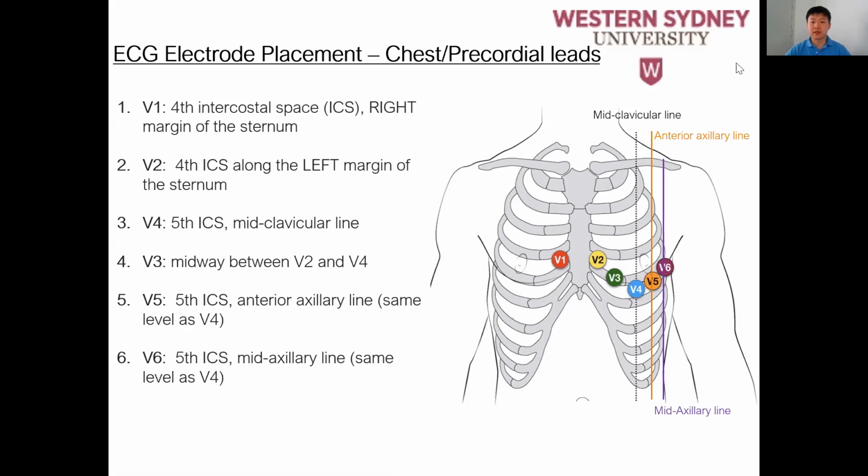V5 electrode is placed in the 5th intercostal space at the anterior axillary line. And then last of all, V6 is placed at the 5th intercostal space at the mid-axillary line.